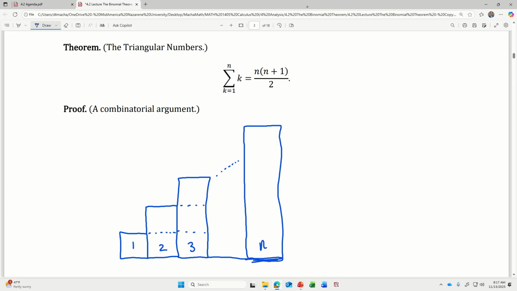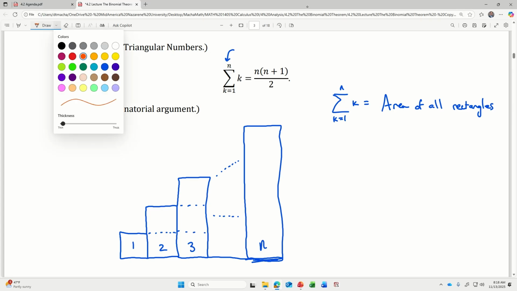I don't know what n is. But who knows? There's some number of rectangles in between 3 and n, where n is just our upper bound that we're counting to. And so if I could just calculate the area of all of these rectangles, then I would get my answer. I just need to find a way to calculate all of these areas together.